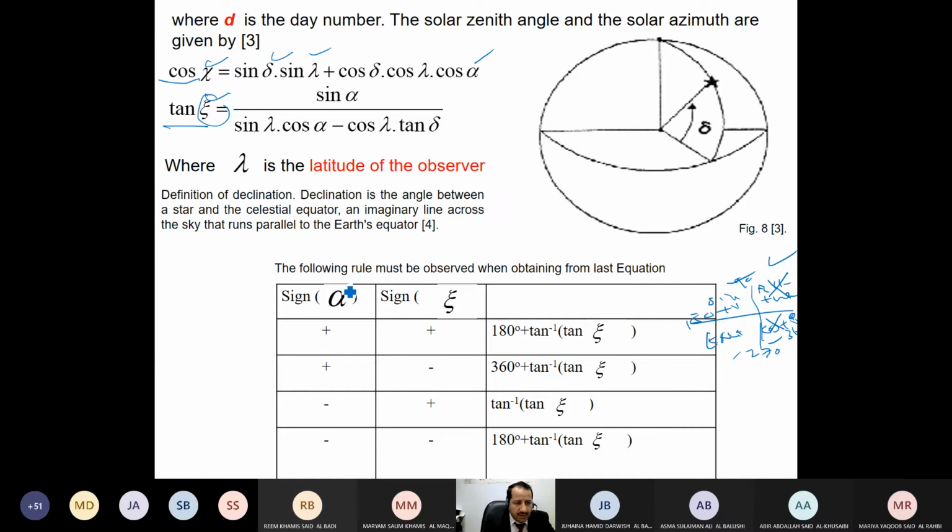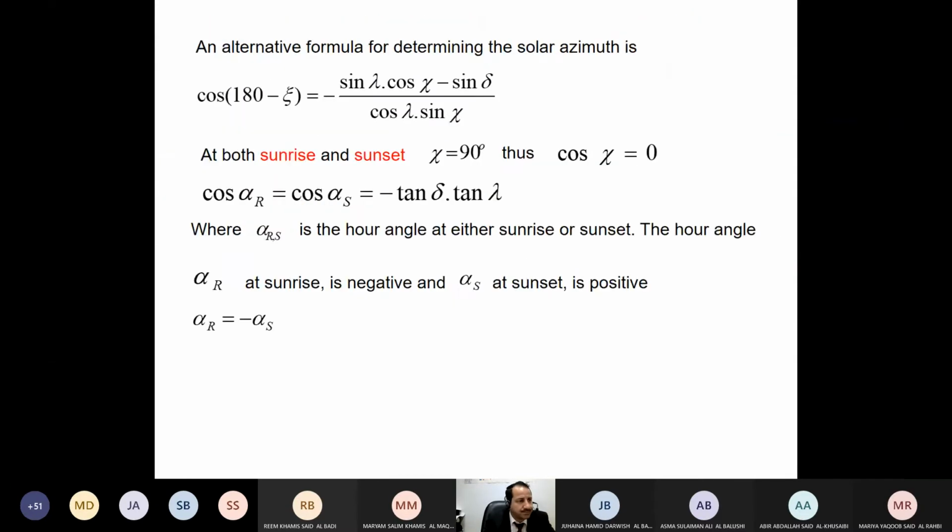Okay, so if you have alpha and azimuth and their signs are positive, then you use this formula to find the angle directly, or positive, negative, this one, and so on. Negative, positive, or negative, negative. You can use this table. Another formula, by the way, that could be used for finding the azimuth angle, rather than tan azimuth, is cosine of 180 minus azimuth. You can find it through this formula. So you have the formula. You just need to provide the information, substitute into the formula, get the angles, and then use the angles to calculate the insolation, as I will show you in the next few slides.